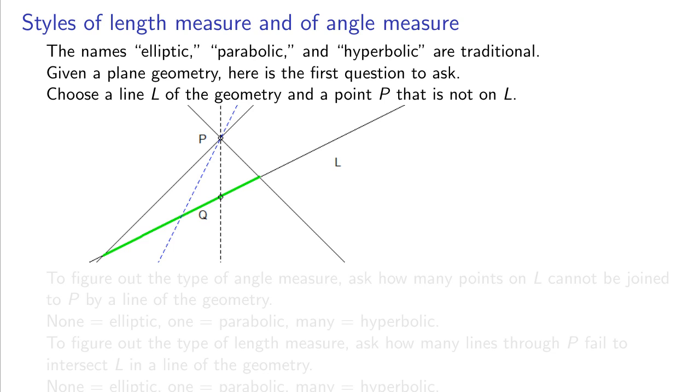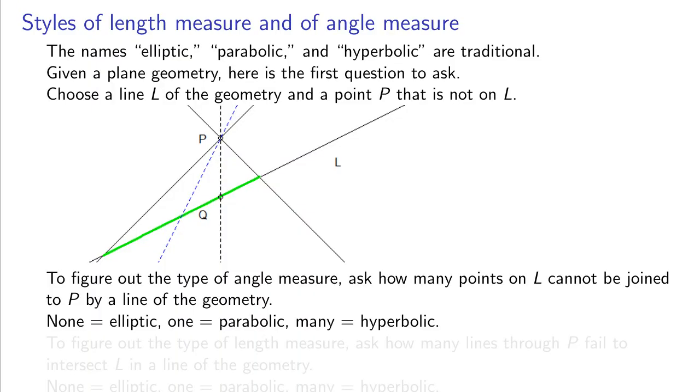Now I'm going to show you three different ways of measuring lengths and three different ways of measuring angle. The names that are applied to these by Cayley and Klein are elliptic, parabolic, and hyperbolic, and I will stick with those, but the question we have to ask has nothing specifically to do with conic sections. Here's the first question you want to ask about a plane geometry. Suppose you have a line of the geometry, this line L, and a point P that's not on the line. Now there are three distinct possibilities. The first one is that any point, without exception, on the line L can be joined to point P by a line. And that's the case in Euclidean geometry.